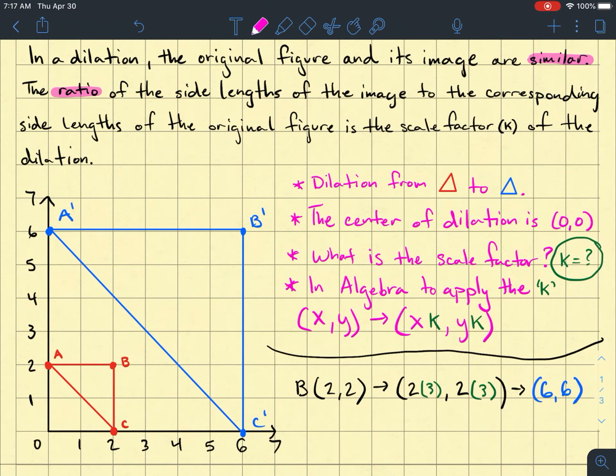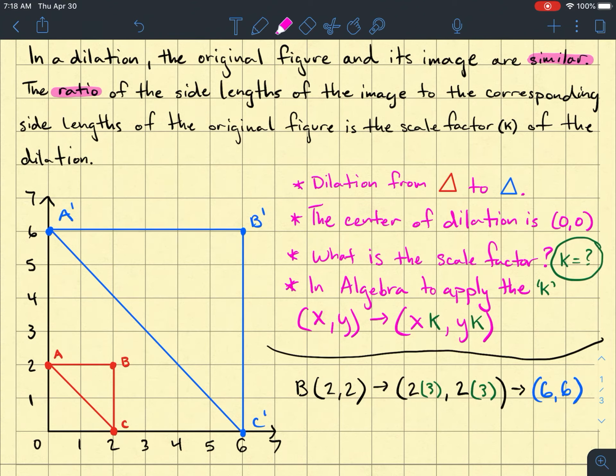Now, in a dilation, the original figure and its image. Remember, the original figure is the first figure, the one that you're starting off with. The image is what you end with. If it's an enlargement, the image is bigger. If it's a reduction, the image is smaller. You start off with the original, you make your dilation, and then you have your image. In a dilation, the original figure and the image are similar. That's the key word here, similar. They're not congruent. If they were congruent, they would be the same size and the same shape. Similar means same shape, but different size.